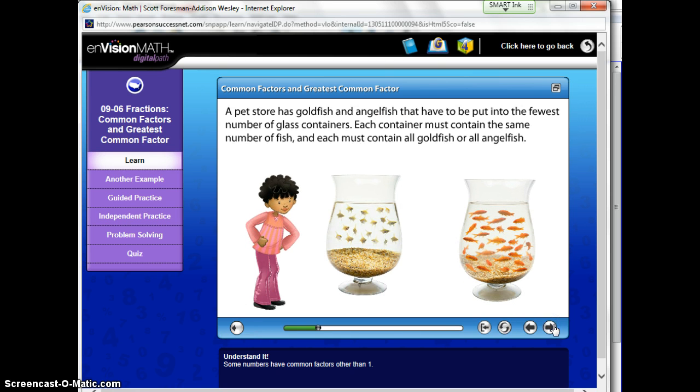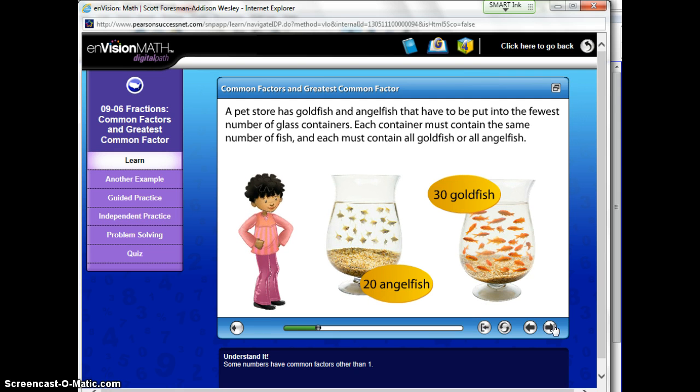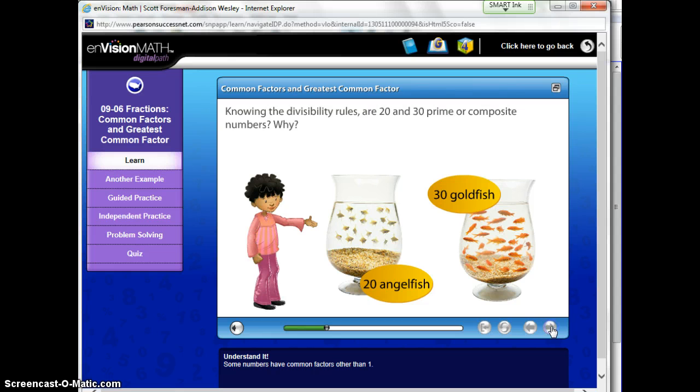This is our question. We have a pet store that sells both goldfish and angelfish, and they have to be put in the fewest number of glass containers. But every container has to contain the same number of fish, and each of them has to contain either all goldfish or all angelfish. So today it's going to be very easy for me to recognize those of you who know your math facts and who remember some of those divisibility rules that we learned a while back.